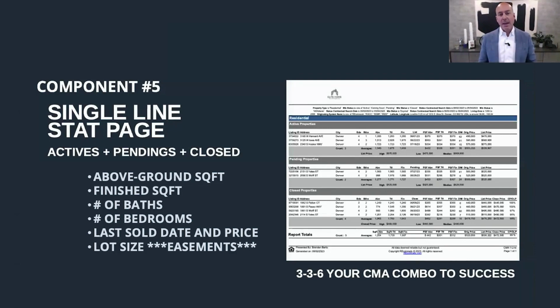What the single line stat page does is it takes away the emotion from the properties and makes it based on numbers: finished square footage, total square footage, list price to sales price ratio. I'll show you a bigger copy of this as we talk about how to present it, but it's a powerful tool that takes emotion out of the conversation and says, let's talk numbers. There are 3 actives, 2 under contract, and here are the last 4 that closed, or whatever the number is that makes sense for your comps. And I'll talk about that in a moment.